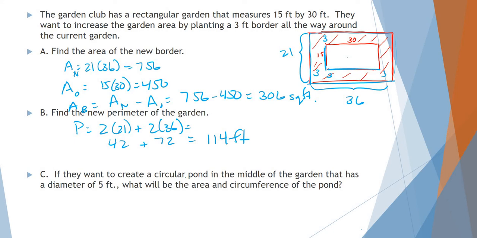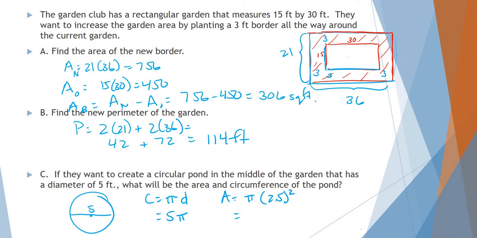The last question. If they want to create a circular pond in the middle of the garden that has a diameter of 5 feet, circular pond, diameter of 5, that's all the way across, what will be the area and circumference? Well, circumference is pi d, so that's easy. That's just 5 pi. The area is pi times r squared. My radius here is only 2.5, so 2.5 squared is 6.25, so 6.25 pi, and again this would be square feet and this would just be feet.